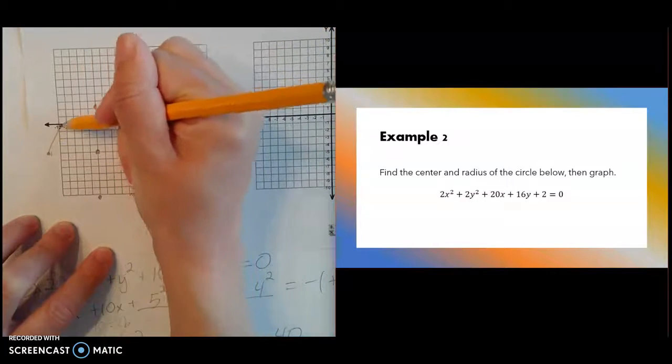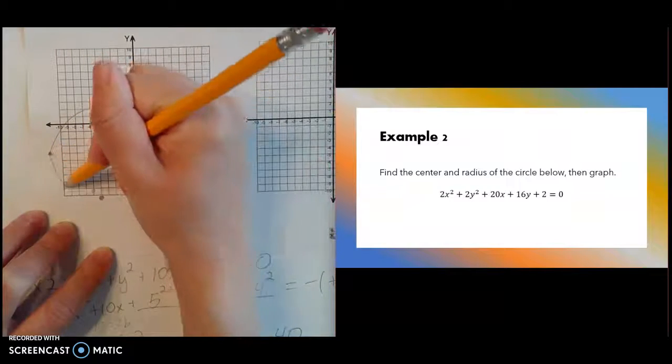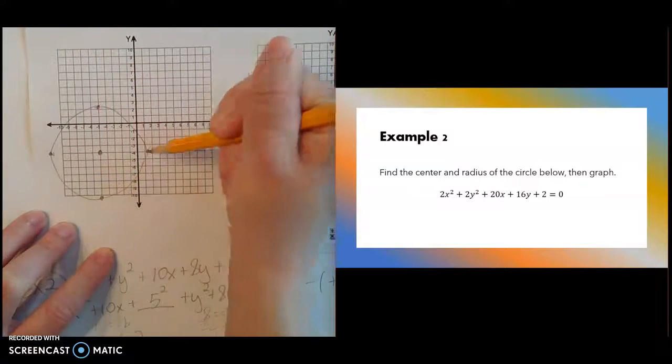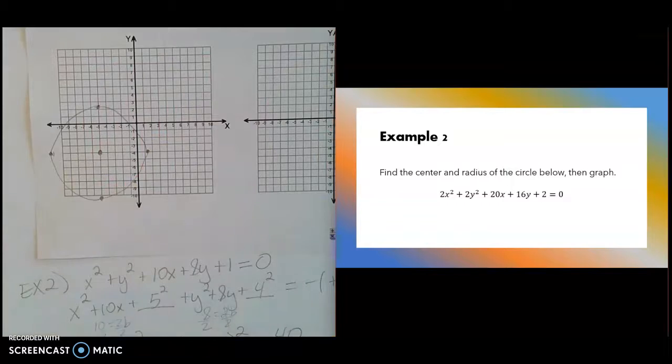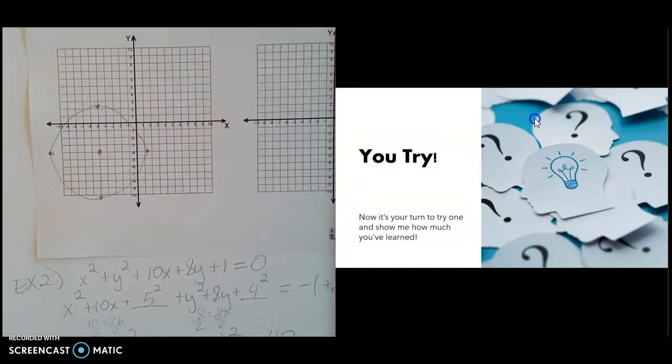Connect your dots, of course, to make a smooth curve. You want to make a circle, you don't want to make a diamond. All right, and that's how you graph one of these with that information. Now it's your all's turn. You get to try one and show me how much you've learned.